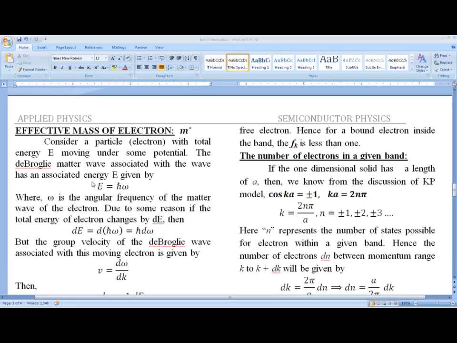So this is the total energy of the electron if it is considered in the form of its de Broglie matter wave. Omega is the angular frequency of that particular matter wave. We can simply differentiate this to get dE equal to h cross d omega. What this means is, if you bring the smallest change in the energy of the electron by dE, there will be a change d omega in the frequency of the associated matter wave.